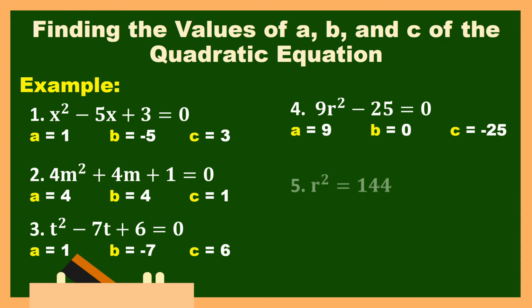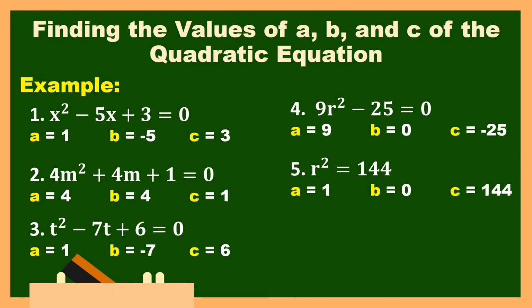At number 5 example, r squared equals 144. So the value of a is equal to 1 and b is equal to 0. c is equal to 144.